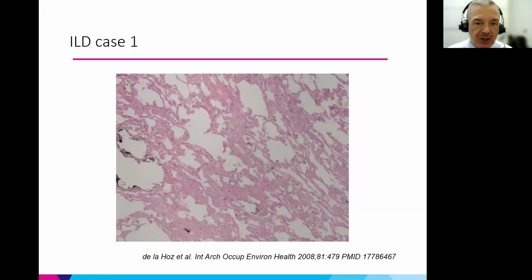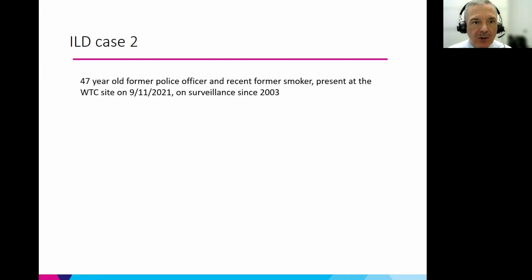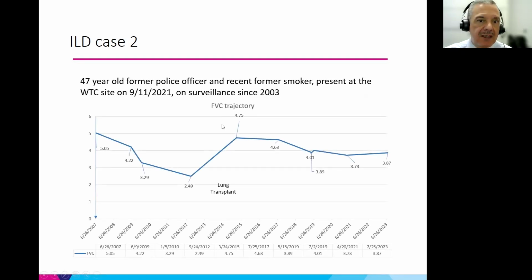But her biopsy showed NSIP, as I mentioned, with the thickened interstitial wall. And the other case was a 47-year-old former police officer, a recent former smoker, who worked at the World Trade Center site early on. He was being followed in Long Island.